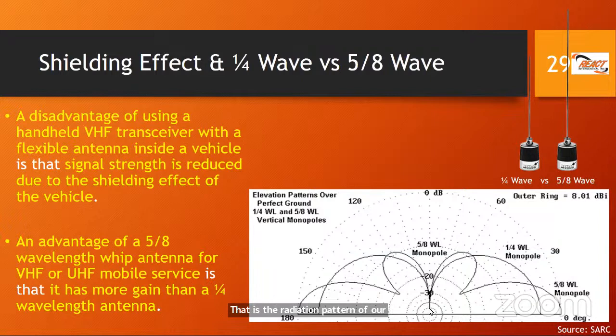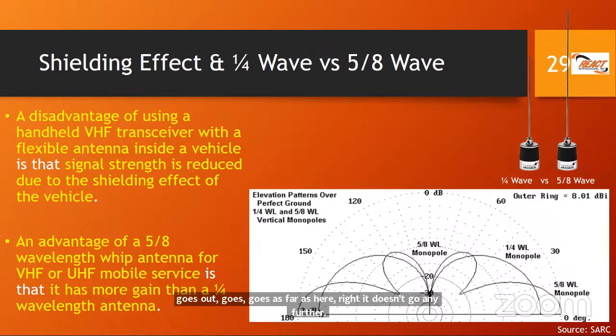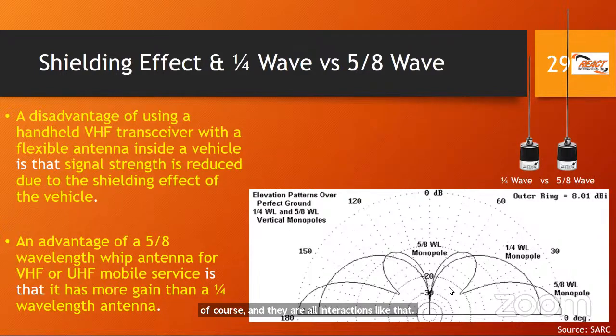So this is an antenna here. We are transmitting, the signal goes out, and goes as far as here, right? It doesn't go any further. Of course, in all the directions like that, it goes up to here. It doesn't go any further. But for the 5/8 wave antenna, the radiation pattern is a little bit different. We have a kind of funny looking lobe here, and then it goes and goes, and it goes all the way here. So notice the difference between the quarter wave lobe and the 5/8 wave lobe. These 2 antennas have a different radiation pattern.